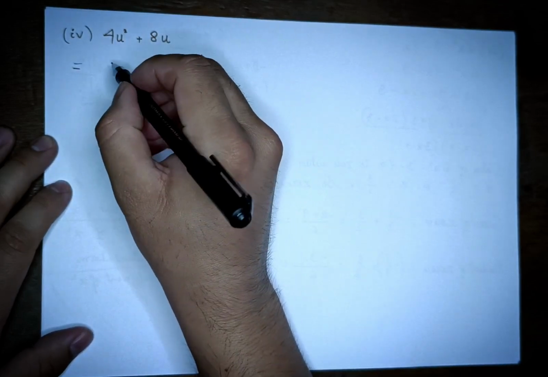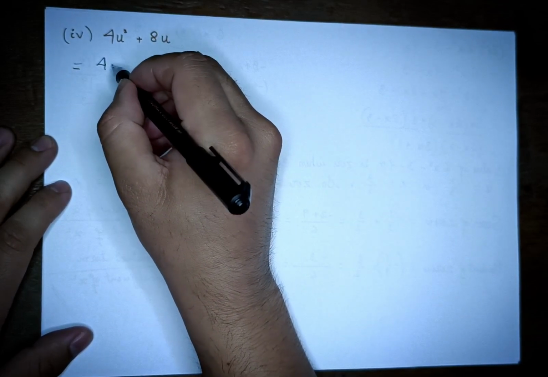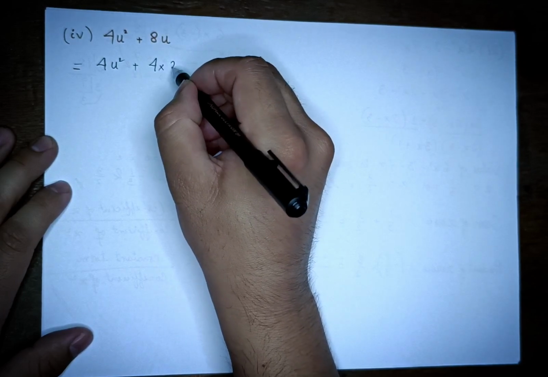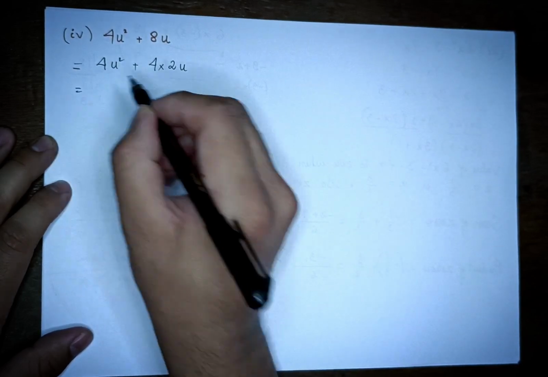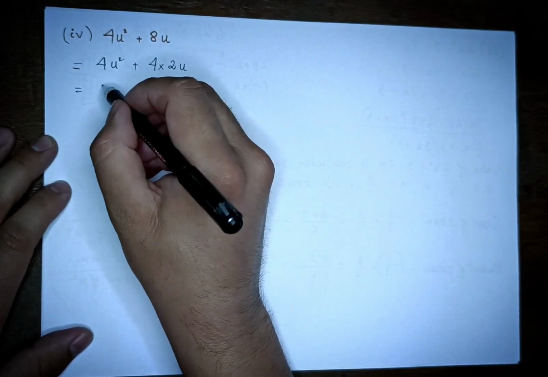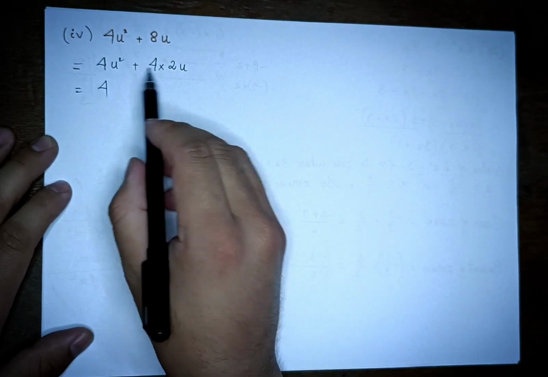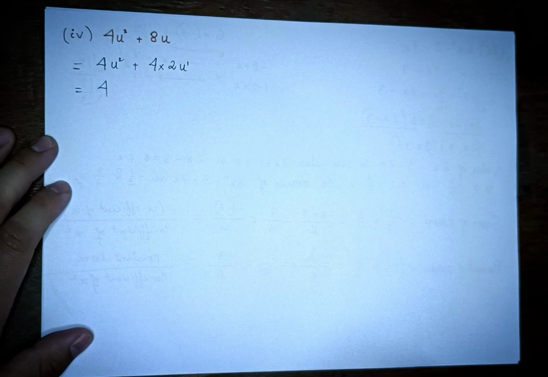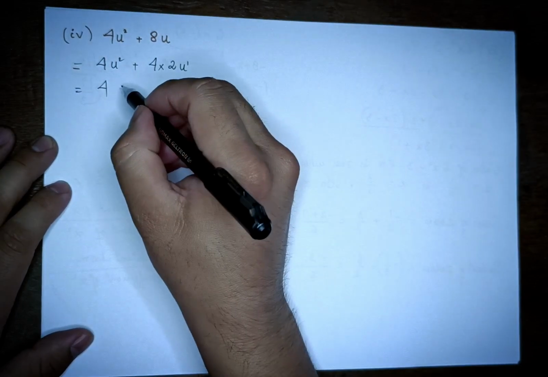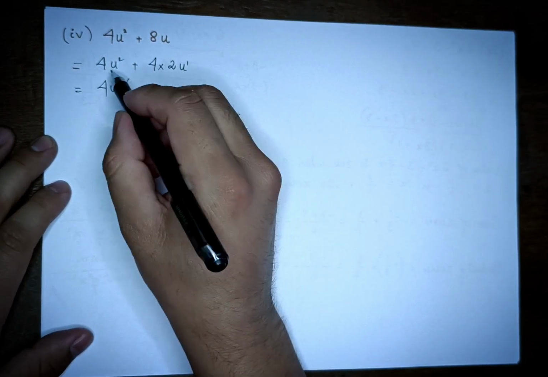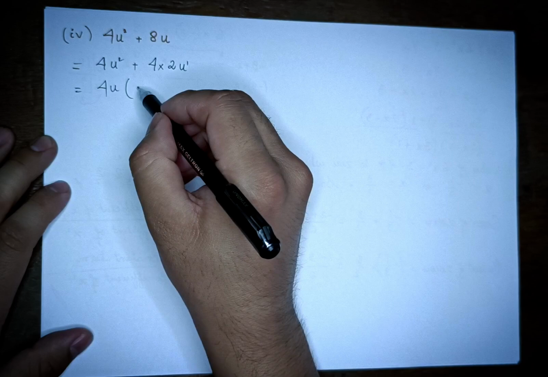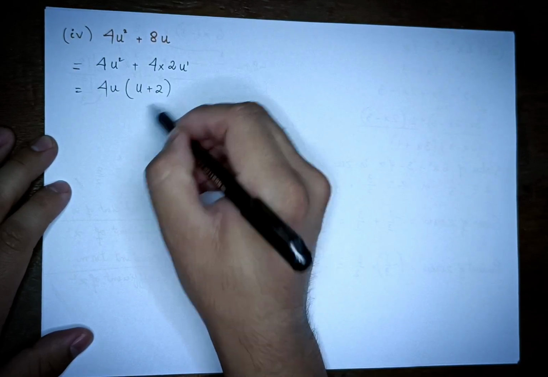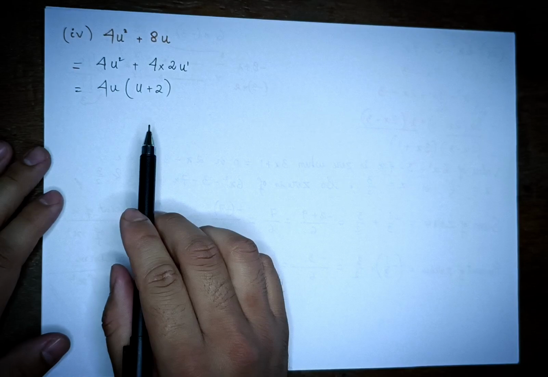Here this can be written as 4u square plus 4 into 2u. Here 4 is common, so I take out 4 common here, and u is common. Take out the common which has the smaller power. The smaller power is u to the power 1, so I take out u here. After taking out 4u, here we are left with u, plus, after taking out 4u, we are left with 2. So 4u into u plus 2.